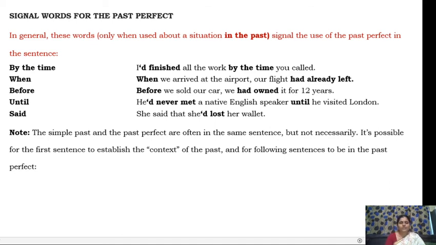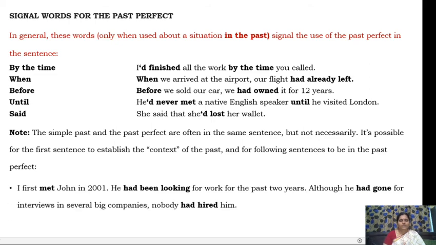It's possible for the first sentence to establish the context of the past and for the following sentence to be in past perfect. For example, I first met John in 2001. Okay, this is a context actually. So the series of actions that happened we have represented here. I first met John in 2001. He had been looking for work for the past 2 years. Although he had gone for interviews in several big companies, nobody had hired him.